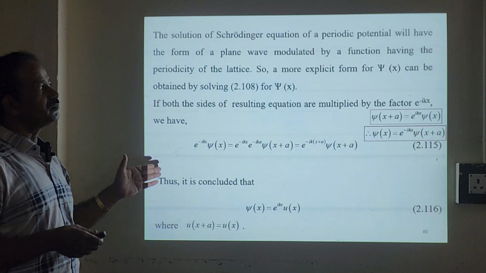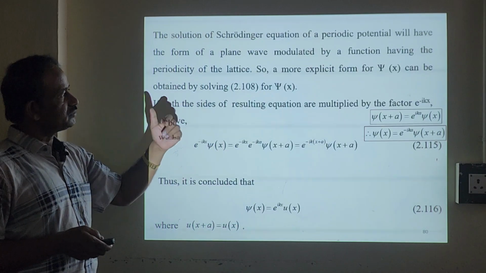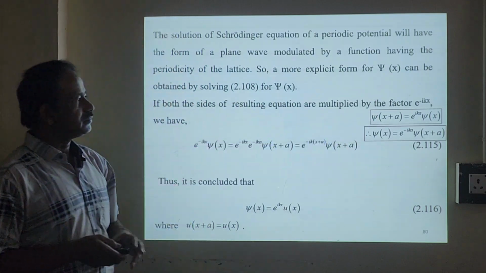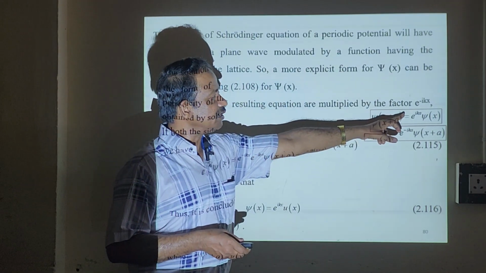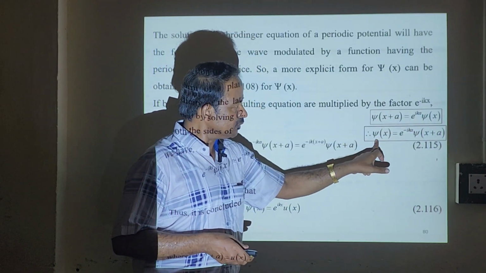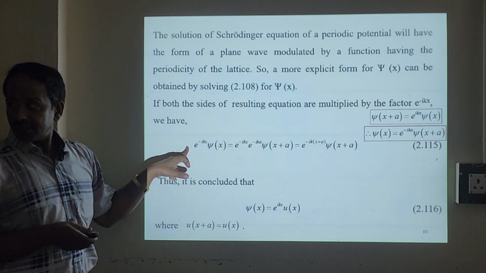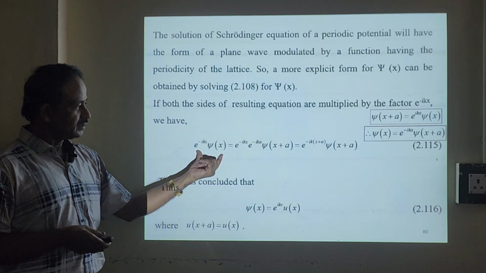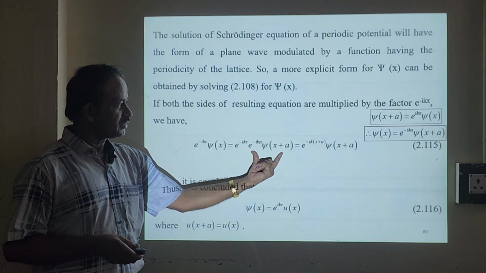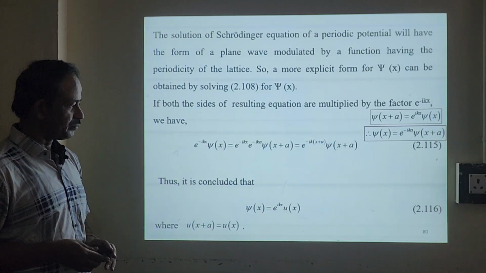A more explicit form for psi of x can be obtained by solving equation 2.108, which we have seen earlier. Psi of x plus a equal to e power i k a psi of x. If I bring this term to this side, psi of x equals e power minus i k a psi of x plus a. So e power i k x psi of x can be written as e power i k x plus a psi of x plus a.